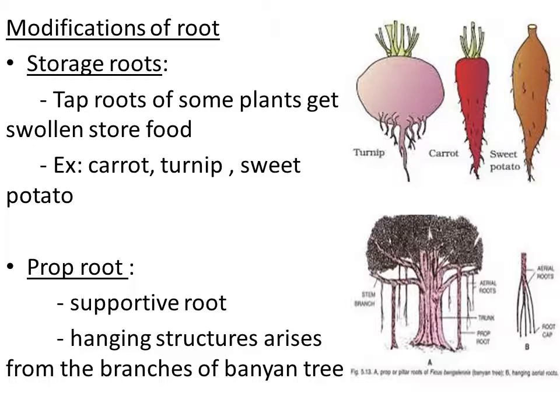What is the function of the prop root? It gives support to the plant. So when root formation takes place from the aerial part of the plant, that means from the branches of the tree, in order to give additional support, such a root is called a prop root. The best example is the banyan tree.